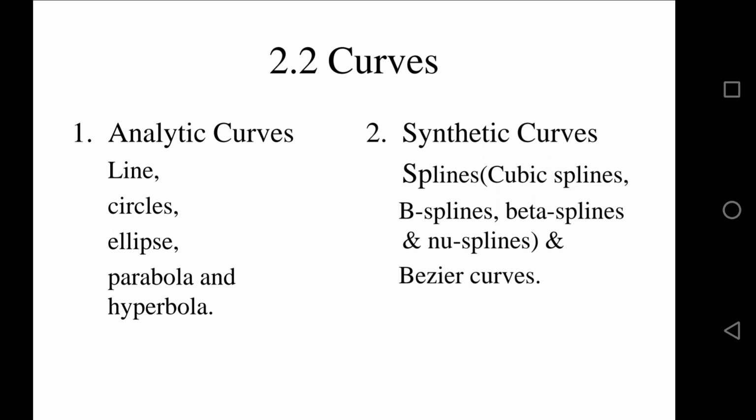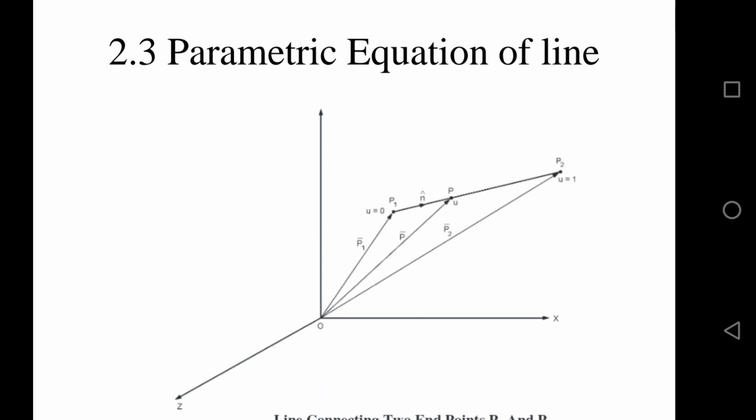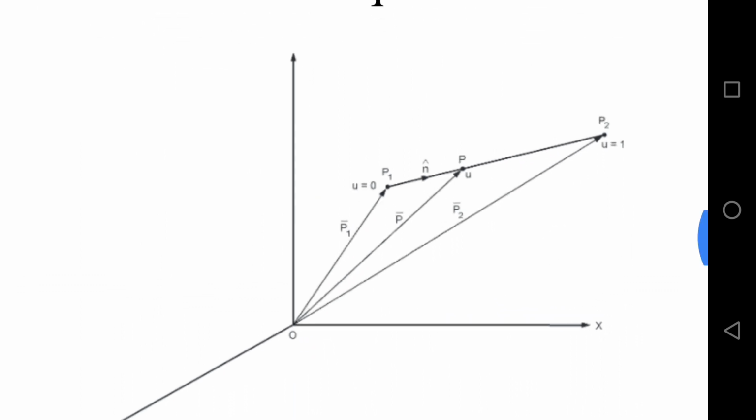I said that in the first part of your second unit we are going to have the analytical equation or the parametric equation of line, circle, ellipse, parabola and hyperbola. So the next part of the first part of your second unit is the parametric equation of the line. To find the parametric equation of the line, I must have a line which is represented in a Cartesian coordinate system which has the axes x, y and z.